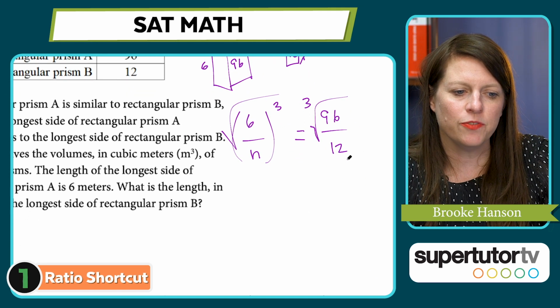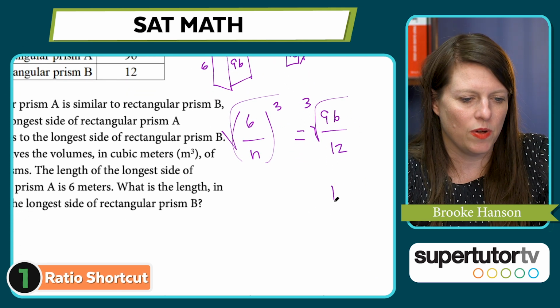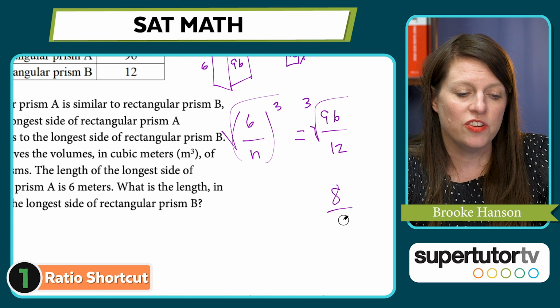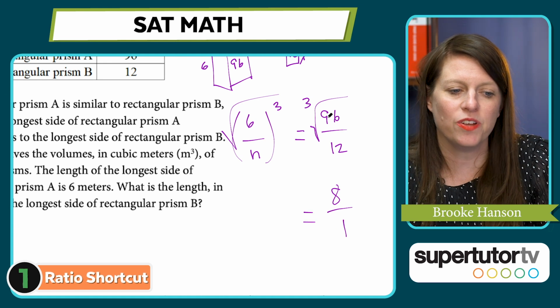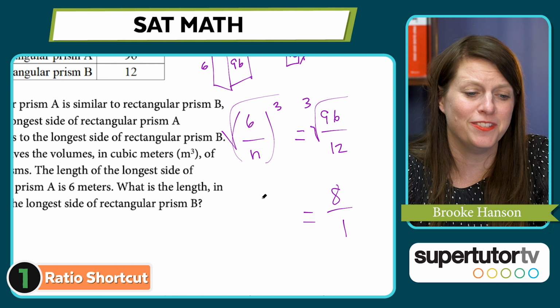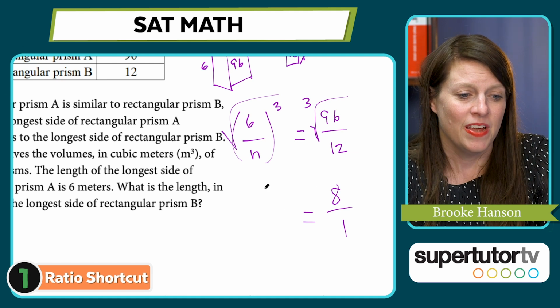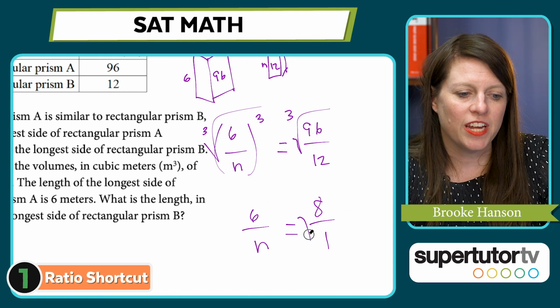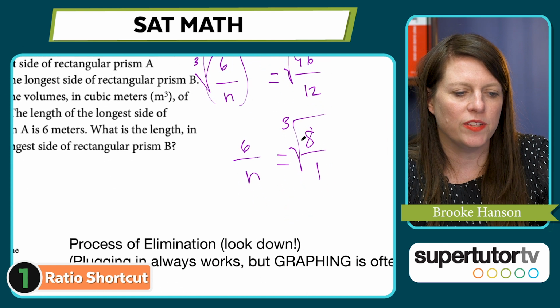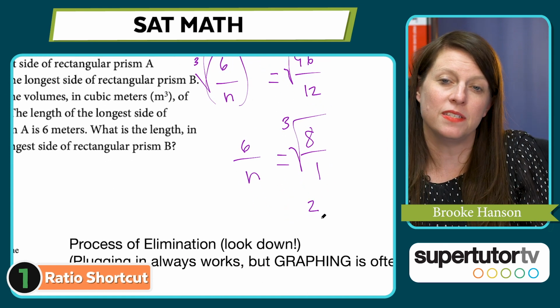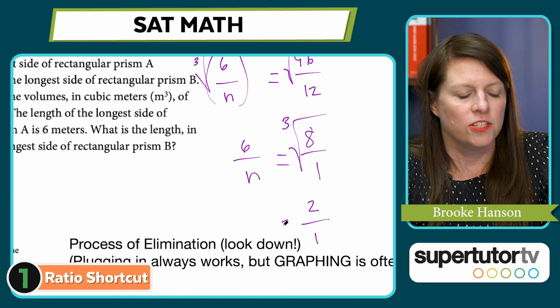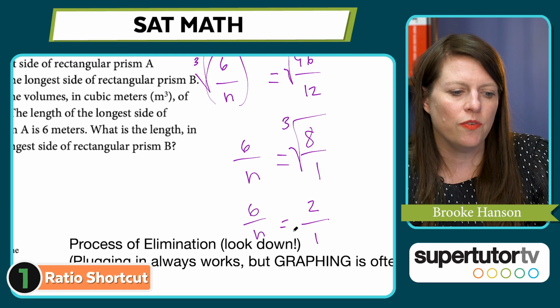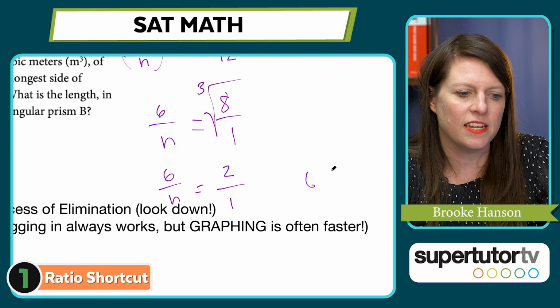So 96 over 12 actually simplifies to 8 over 1. You can do that in your calculator if it's the calculator section, or you can keep dividing by 2 until you get down to it if it's the no calc and you don't know that off heart. And over here, I'm going to cube root this, and then I just get 6 over n. So 96 over 12 is just 8 over 1. So I'm going to take the cube root of 8 over 1. So the cube root of 8 is just 2, because 2 times itself 3 times is 8, right? So I get 6 over n equals 2 over 1, and I just cross multiply, and I get 6 equals 2n, and I get 3 equals n.